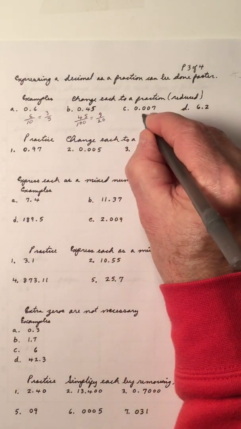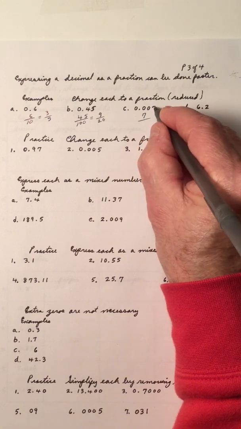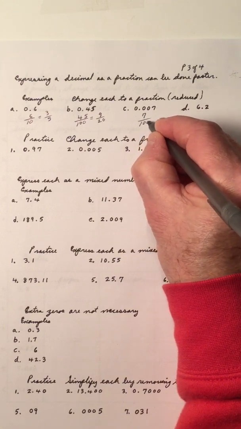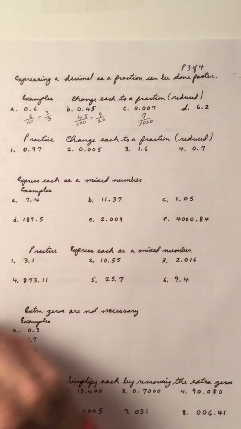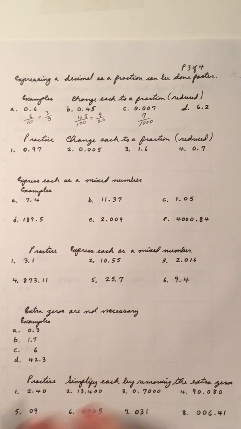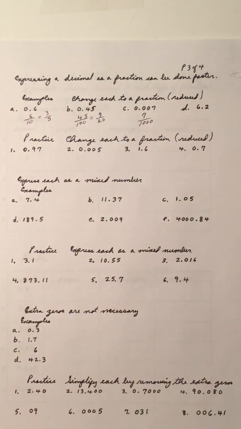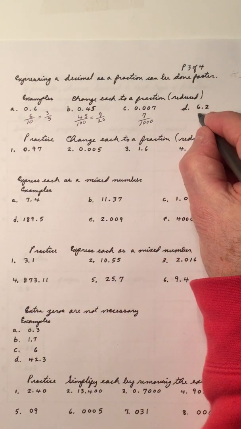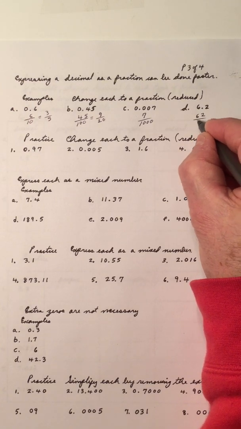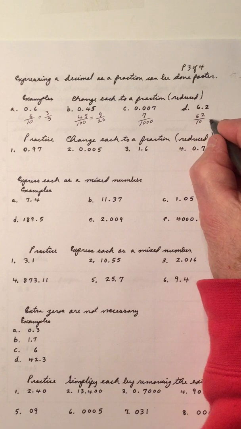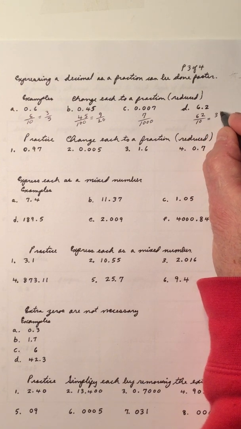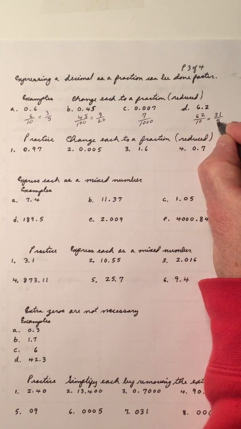And this one is 7 over the last place value, thousandths, so that's faster. The other way I did on the other page is just longer, but you probably wouldn't do that. I'm trying to explain why. The other page was an explanation. Now we take a shortcut. 6.2 is 62 over 10, because 2 is in the tenths place. So that's 31 over 5 as a fraction.